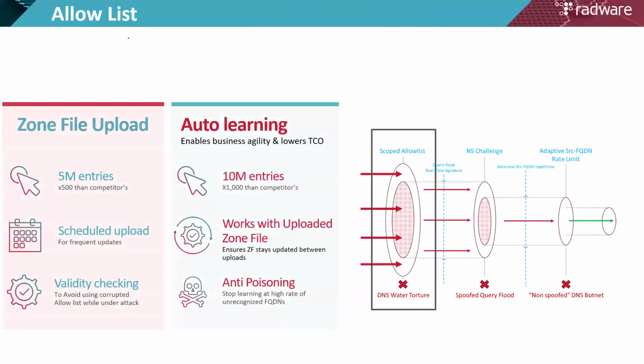There are two methods to configure allow list. You can manually upload, or you can automatically learn as well. The automatic one is the preferred one, where we can automatically learn the domain name entries using AI. At max, you can learn up to 10 million entries, which is 1,000 times more than the competition. Similarly, if you are uploading the entries manually, you can have up to 5 million entries, which is again 500 times more than the competition.